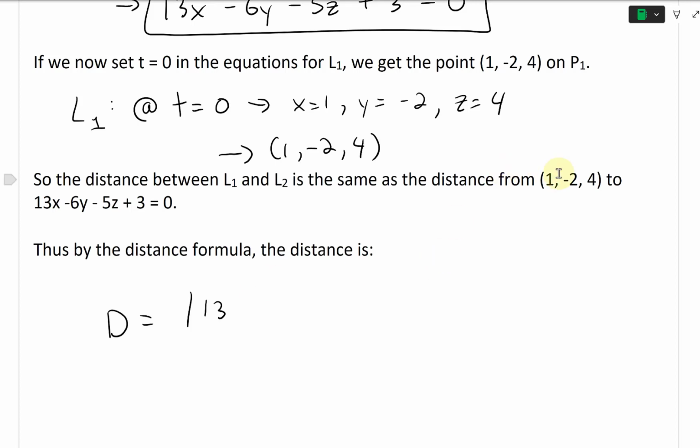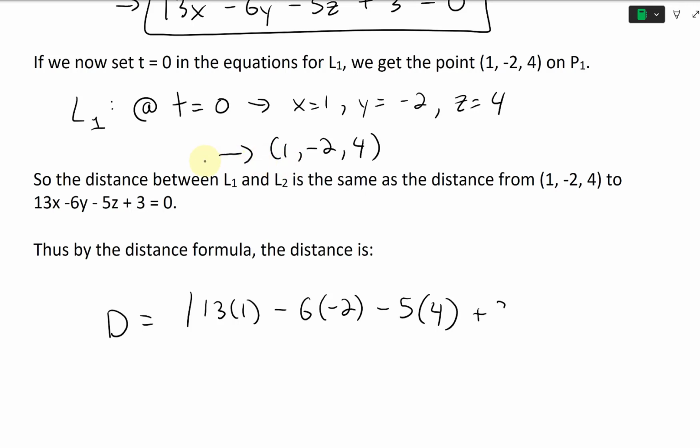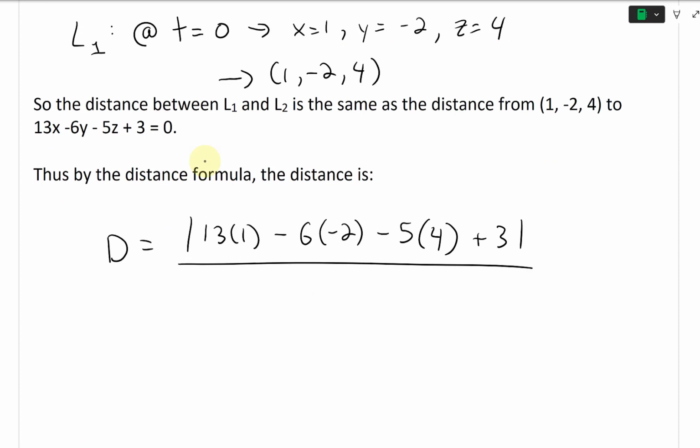Now we're going to multiply the x component of the point, so it's 13 times 1, plus, minus 6, this is negative 6, times negative 2, and then minus 5 times 4, and then plus d, which is 3, like that.